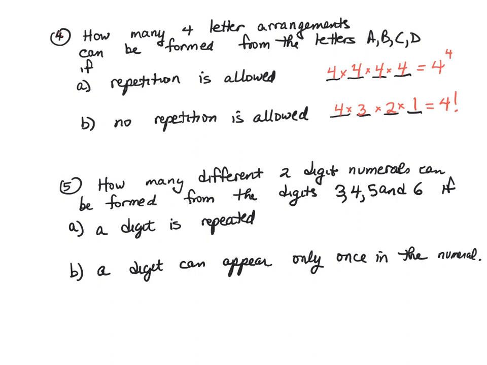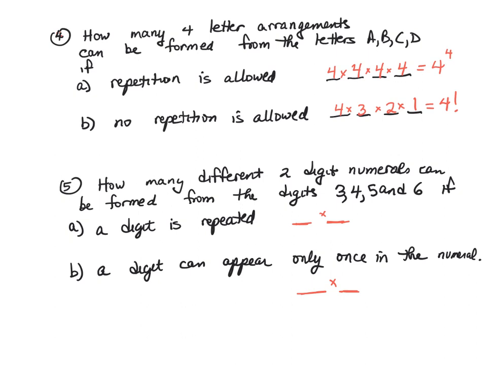Okay, so sometimes permutations are mixed in with the counting principle. Let's look at number 5. Number 5 says, how many different 2-digit numerals can be formed from the digits 3, 4, 5, and 6 if a digit is repeated and if a digit can appear only once in the numeral. So we're forming 2-digit numerals. So let's make a blank space for that. And we're going to multiply. These are both the counting principle. But we have to consider how many possibilities in each case.